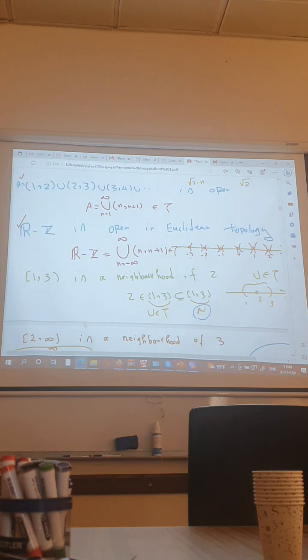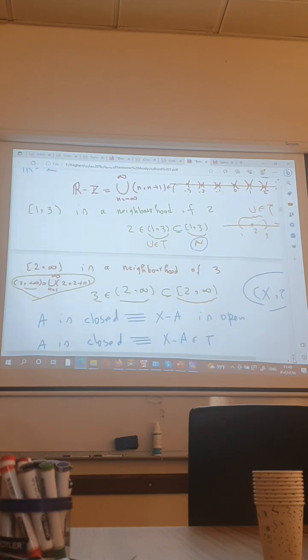Okay? Or for example, this is the neighborhood of 3 because 3 belongs to this open set, and this open set is a subset of our set. It is very trivial, okay?